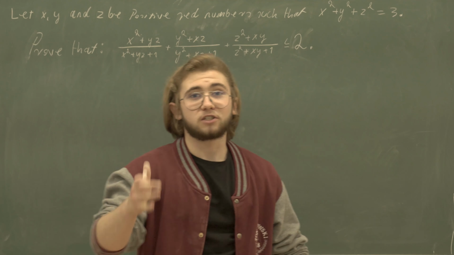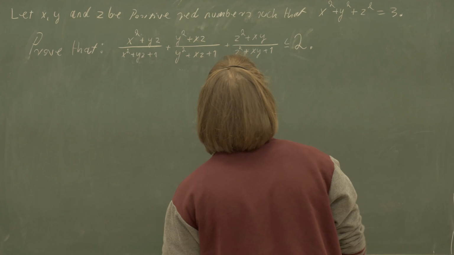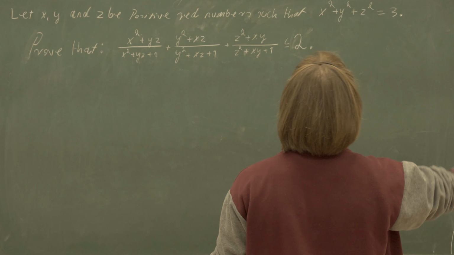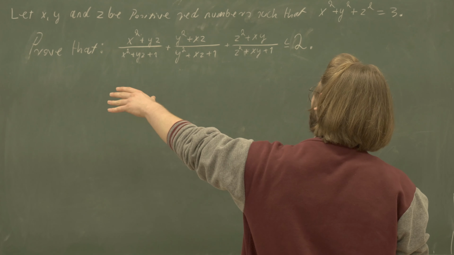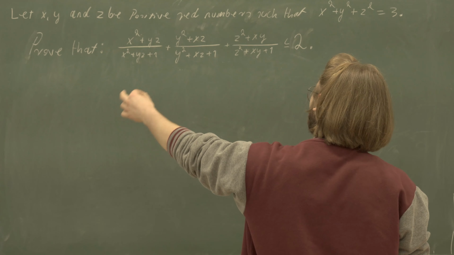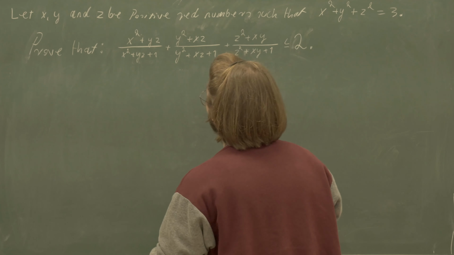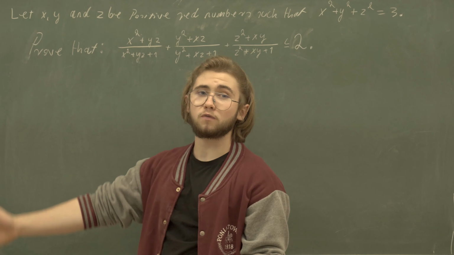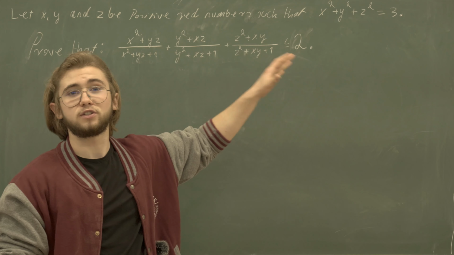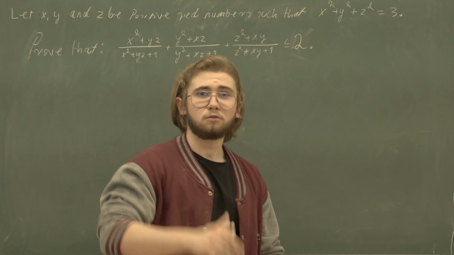And right now, ladies and gentlemen, x, y, and z are positive real numbers such that the sum of their squares is equal to 3. We're supposed to prove that the cyclic sum of (x squared plus yz) all over (x squared plus yz plus 1) is less than or equal to 2. Perfect. So how do we go about this problem?